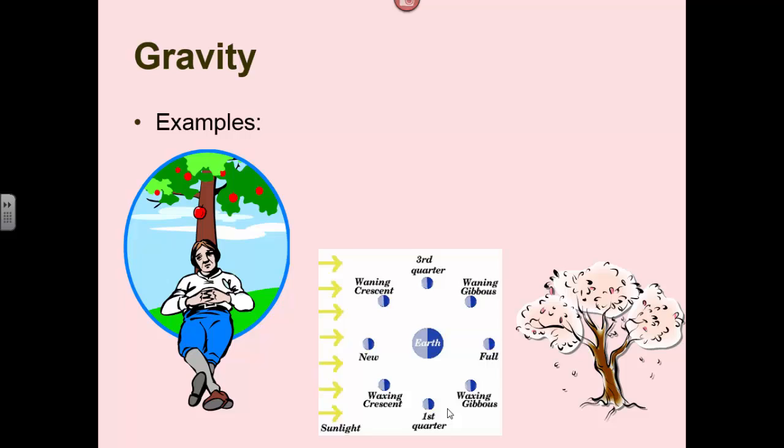Another example of gravity, or the effect of gravity, would be how the moon travels around the Earth. You may have noticed that throughout a month or so, the moon appears to change in what it looks like. And it looks different as we go through the month because of the amount of the lighted side of the moon that we can see. That's because the moon goes around the Earth. It's the Earth's gravity that keeps it doing that.